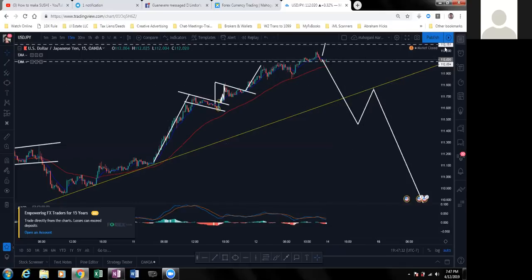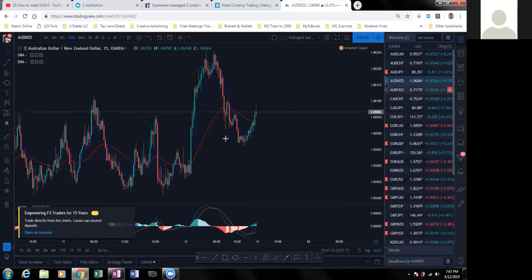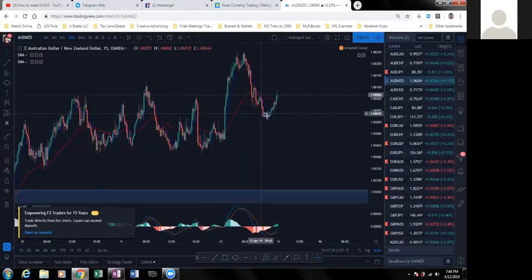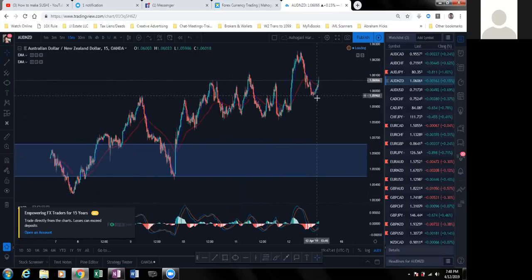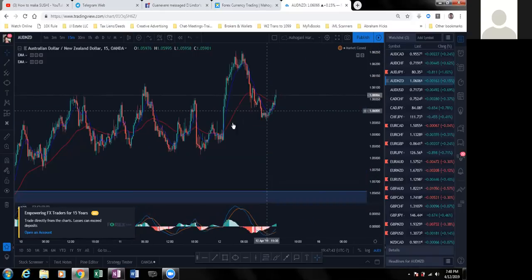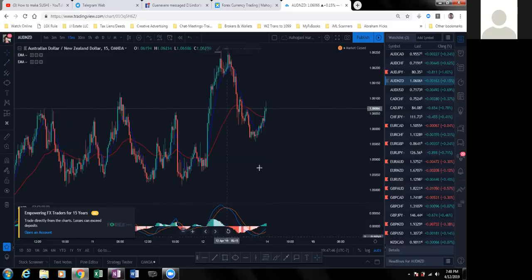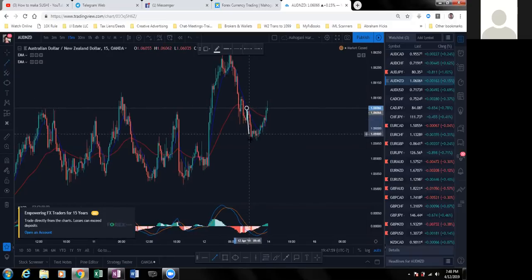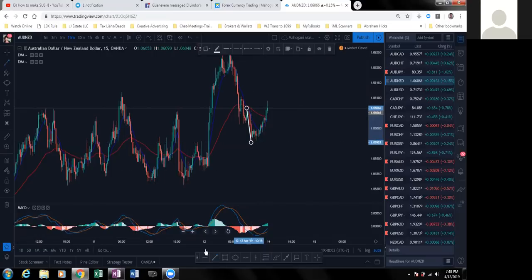Let me go to a pair that might have something going on. Okay, this is lovely. This is my AUD NZD. So I'm on my 15-minute. When you talked about looking left, your looking left will tell you what's going to happen in your future. So you have to look left to give you a heads up of what's going to happen in the future. But look at my impulse. Then I had my correction.